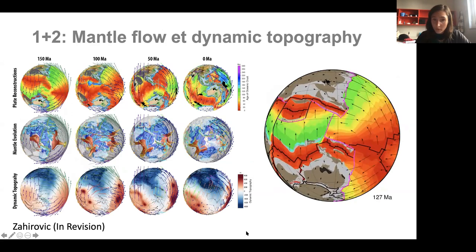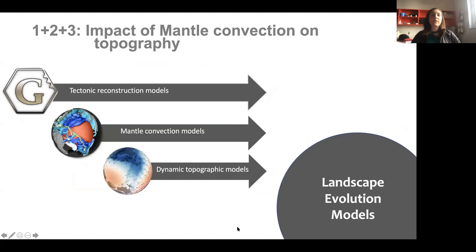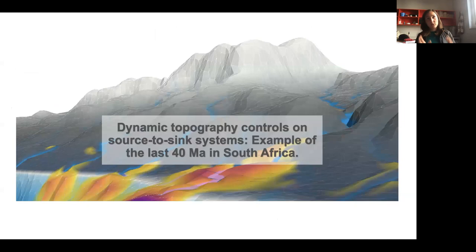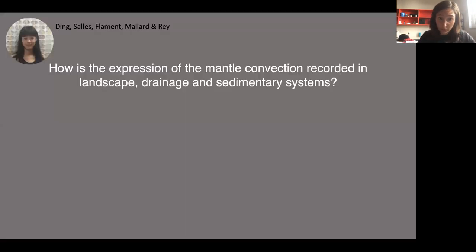And once we have the dynamic topography models, we can implement that in the landscape evolution models. So this is the second part, and I tried to apply this workflow to look at the landscape evolution of South Africa for the last 40 million years.